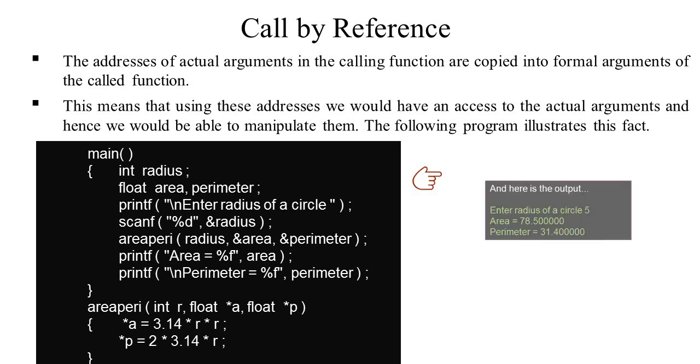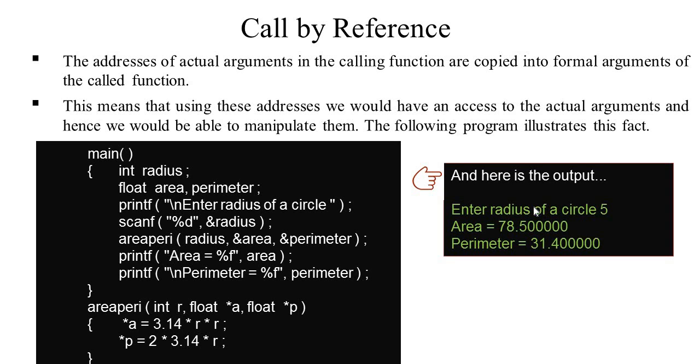Now let's see the output of this. And here is the output. Area is equal to 78 and parameter is equal to 31.40 because it's a float. That's why it's displaying this kind of value. I hope you are getting my point. You can see this area is in the main method, in the main method scope, and still its value is calculated. Why? Because we are passing the address, not a copied value, like in call by value.